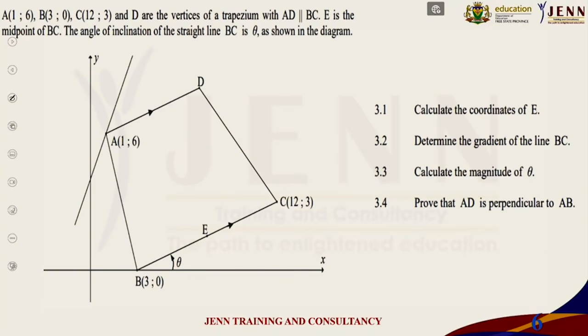Okay, let us continue. Then we are told that E is the midpoint of BC. Then we have the angle of inclination. I love angle of inclination.